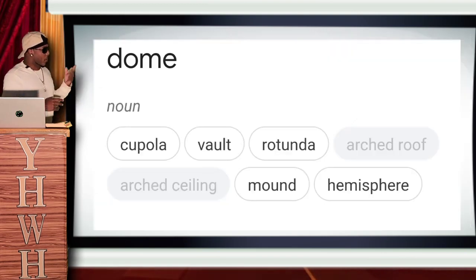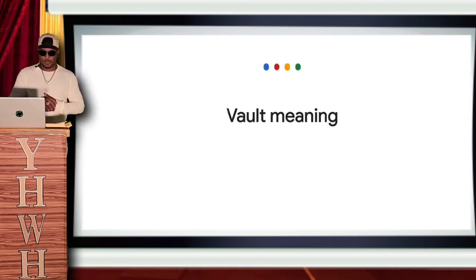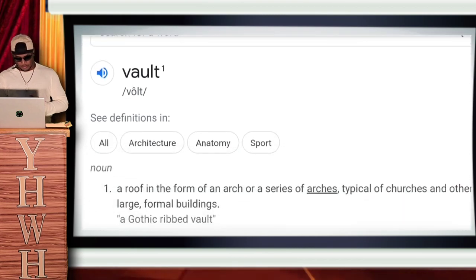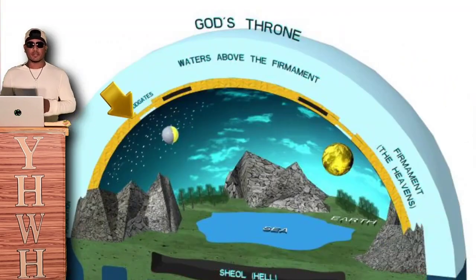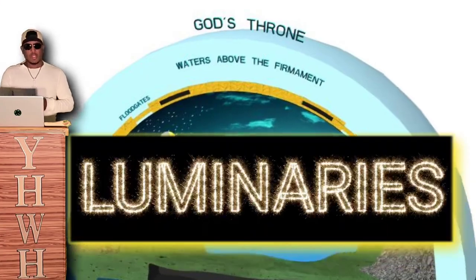Synonyms of dome would be vault. So, vault meaning. Here's the definition of vault. A roof in the form of an arch or a series of arches, typical of churches and other large, formal buildings. All right, so there's something solid above the earth, and within that is the sun and the moon and the stars that are luminaries, okay? Luminaries.